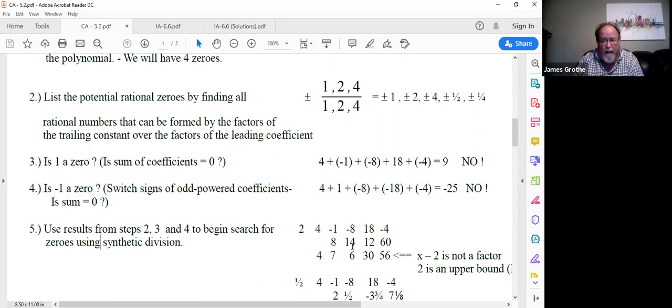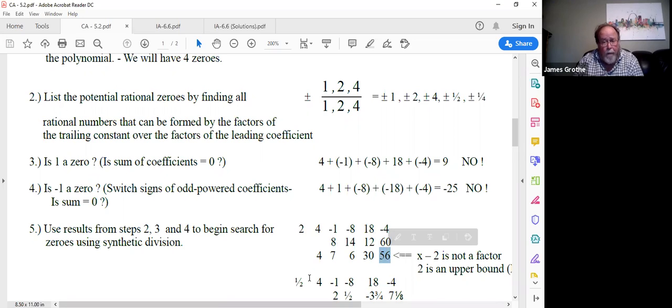Negative 8 and 14 gave me 6. Multiplied 6 times 2 and got 12. 18 and 12 gave me 30. Multiplied 30 by 2 and got 60. And negative 4 and 60 gave me 56. Obviously, this is not a 0, so it tells me 2 doesn't work.